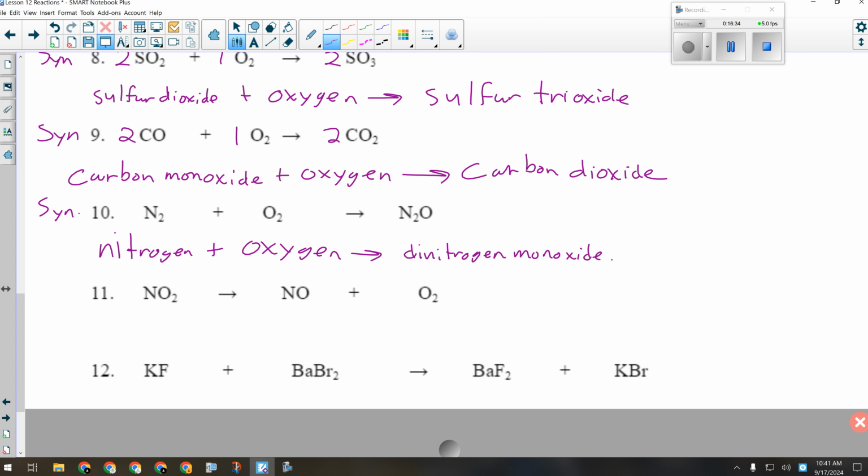All right, so now I got to balance this thing. Nitrogen's already balanced, so I don't need to do anything with that, but I'll probably mess it up. Oxygen is not. I got 2 in the reactants, 1 in the products. What needs to go in front of dinitrogen monoxide? A 2. When I do that, now I have how many nitrogen? Okay, so can I put a 2 here and fix it? Yeah. What needs to go in front of the O2? 1. Okay.